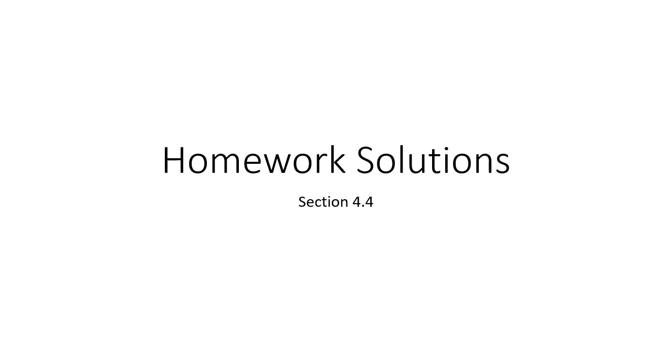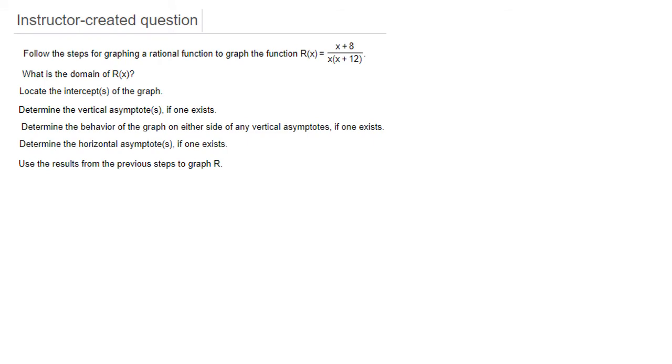Hello, let's take a look at the problems assigned out of section 4.4. First up, we are given a rational function here. The top is of degree 1, the bottom is of degree 2, and everything is already factored, so there are not going to be any common factors to cancel here. That's good. That means the domain is just given by setting the denominator equal to 0.